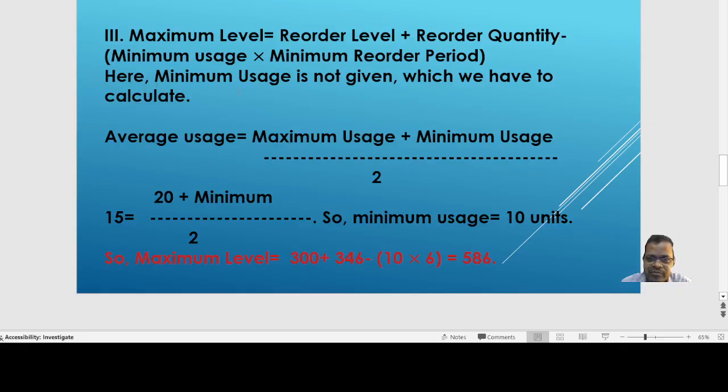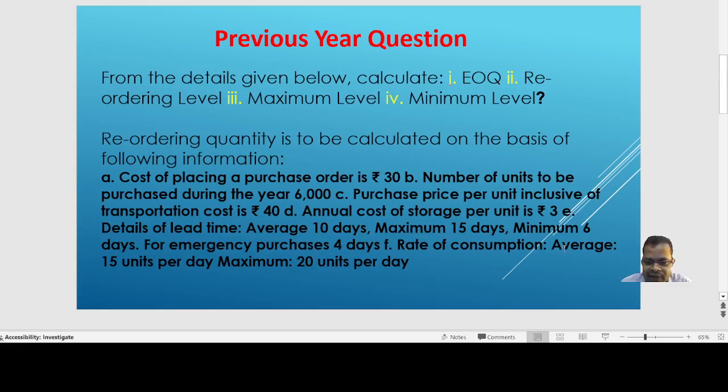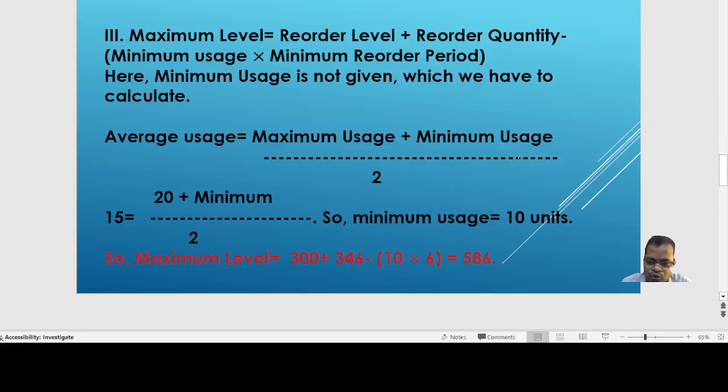Here the minimum usage is not given, but in this question the average rate of consumption is given. Average is 15 units, maximum is 20. Where is the minimum quantity given? Can you calculate that? It is pretty simple. When the average and the maximum have been given, you just have to find the minimum. Average is maximum plus minimum by 2. So average is 15 units, maximum is 20, and minimum we have to find out. So minimum usage comes to 10 units.